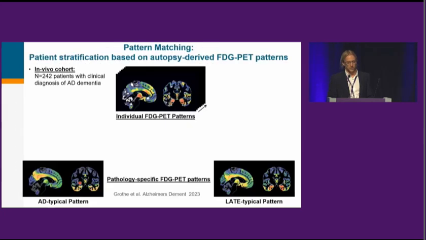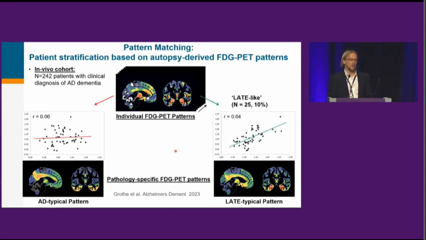And we then used these patterns in combination with a pattern matching approach based on spatial correlation to screen a larger cohort of almost 250 patients clinically diagnosed with AD dementia to search for those patients who may have an individual FDG PET pattern that may be more suggestive of LATE than of AD. And this was the case for approximately 10% of the cohort.